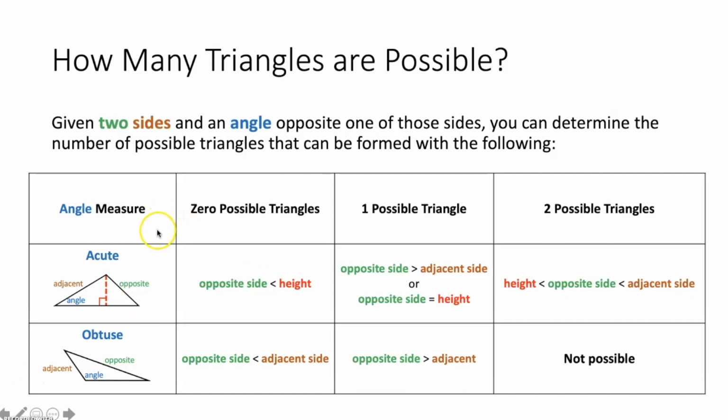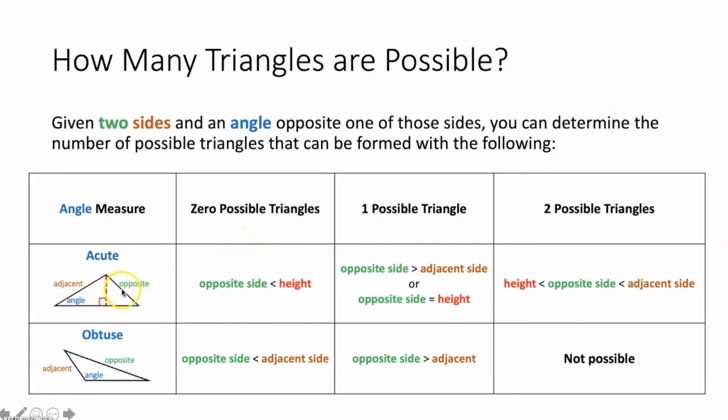The first thing you're going to do is look at your given angle measure because you're going to be given one angle. If that given angle measure is acute, then you will be able to form either 0, 1, or 2 possible triangles with that given information. So you need to look a little closer at what you're given.